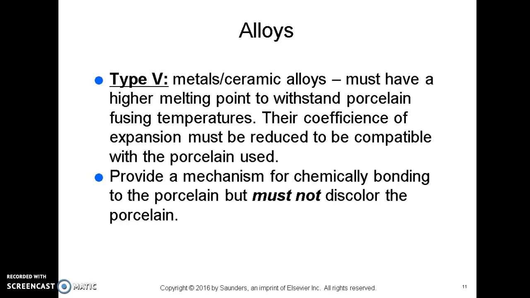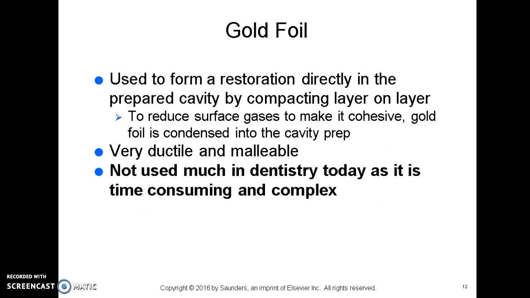It must have a higher melting point to withstand the temperatures when porcelain is fused to it. Their coefficients of expansion must be reduced to be compatible with the porcelain that is used. So it's just a very specialized type of alloy. Less and less gold is used here. This also is needed to provide a mechanism for chemically bonding the porcelain, but must not discolor the porcelain to achieve the aesthetics that we are looking for when we're using a porcelain product.